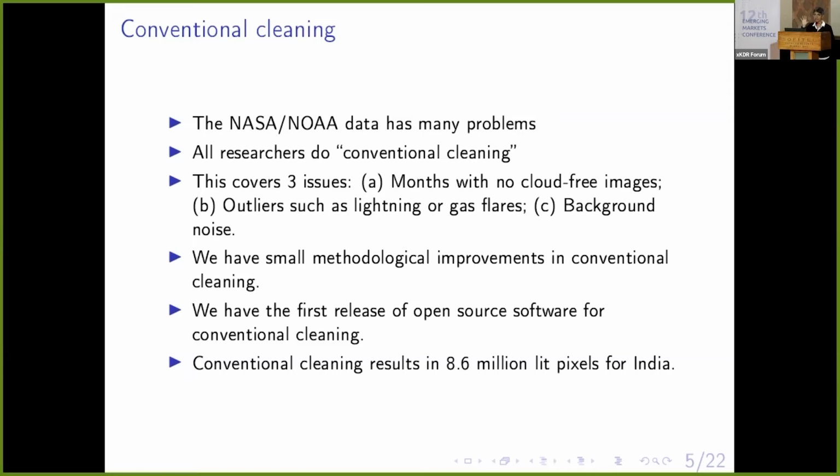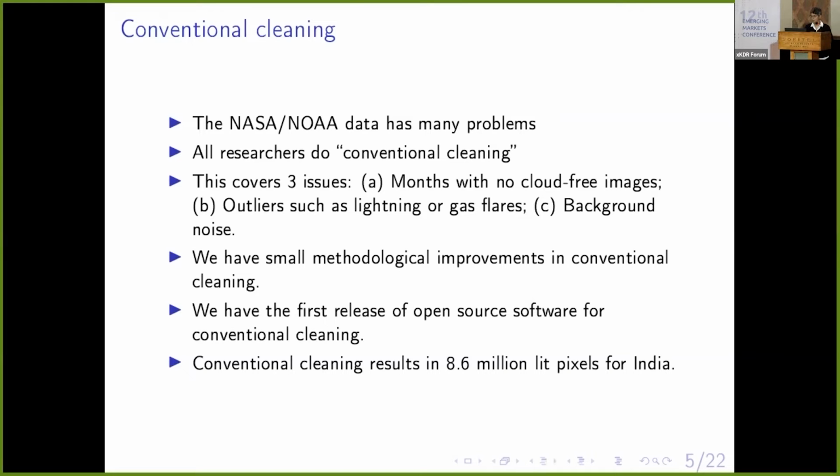Because remember, the objective is we need to be able to look at this data set and say, does it capture economic activity from the radiance, right? So we need to be sure that the data that we're capturing is clean of all of these things. So the first thing that this paper does is we look at the kind of cleaning that the conventional researchers have done, and we improve on that. Okay. Then what we do is we release the software that does that conventional cleaning. And once the conventional cleaning has been done on the original data set, out of the 16.7 million, we are left with 8.6 million lit pixels.